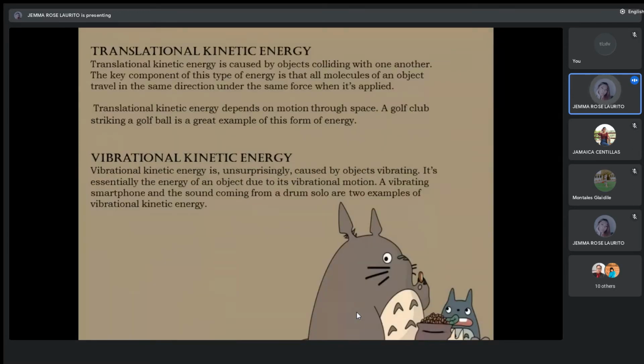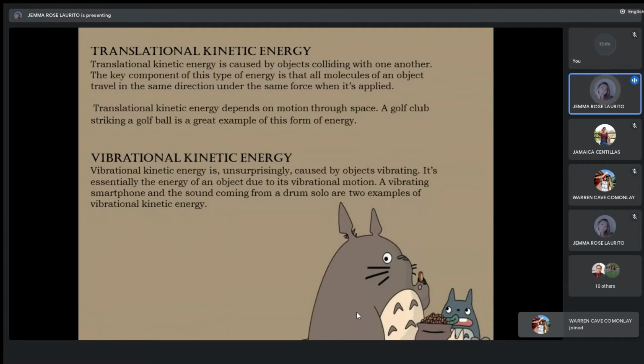Next is translational kinetic energy. This energy is caused by objects colliding with one another. The key component of this type of energy is that all molecules of an object travel in the same direction under the same force when it's applied. An example of this is striking a golf ball.